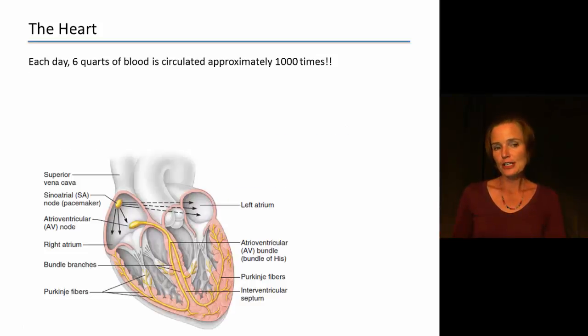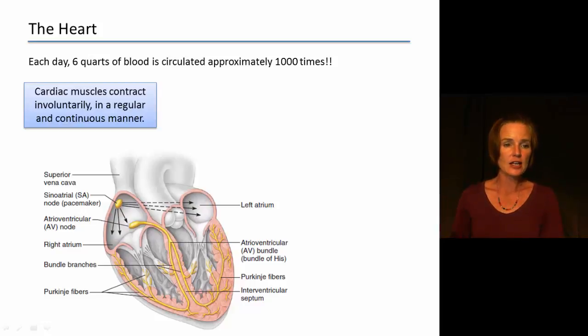Now each day the heart is going to pump 6 quarts of blood around the body about 1,000 times. So pretty amazing that our heart is going to pump 6 quarts of blood 1,000 times every single day. But this is exactly what our heart does. And to do that, the cardiac muscle cells are going to contract involuntarily in a regular and continuous manner. Now, it's really important that they do contract involuntarily. This means that this is something that is going to happen without us even thinking about it. We don't have to control that pumping action.